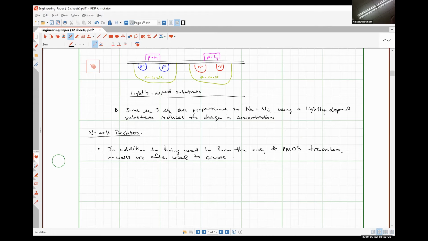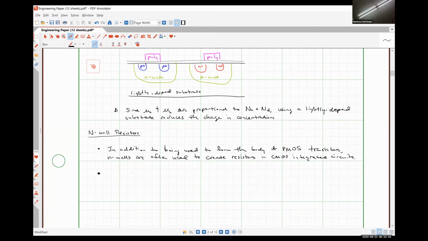Create resistors in CMOS integrated circuits. All right, so hopefully you guys all remember this equation that I'm about to drop on you.